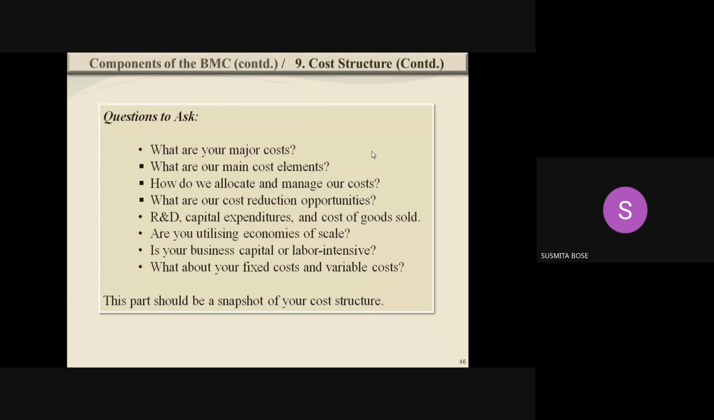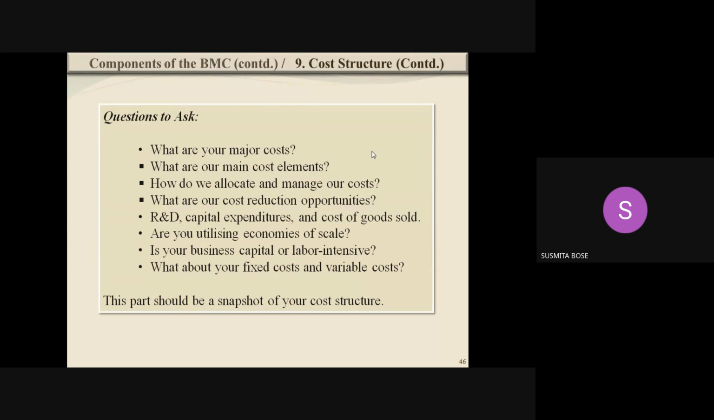Now, unnecessarily, you cannot burden your customer with a high price. Then they will not come to you. They will go to the competitor who is offering a lesser price. So you'll have to think about cost reduction opportunities also. R&D, research and development, capital expenditure, and cost of goods sold, that also you have to think about. Are you utilizing economies of scale?